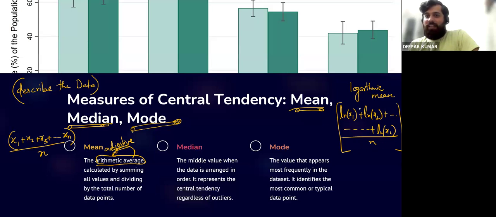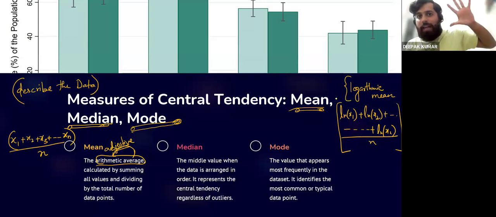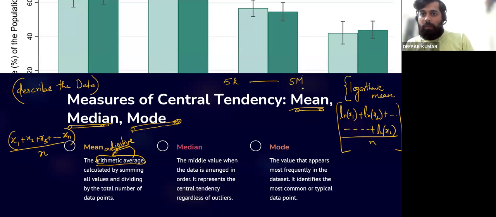When we say logarithmic mean, we want to shrink our data from a big value to a small value. Say you have data in the range of 5,000 to 5 million. Then you may apply a logarithmic transformation to it, and calculate the mean.